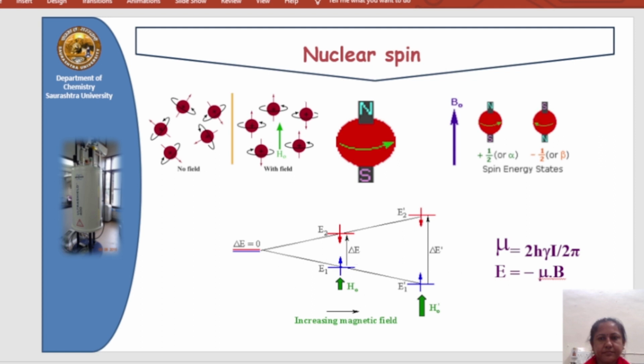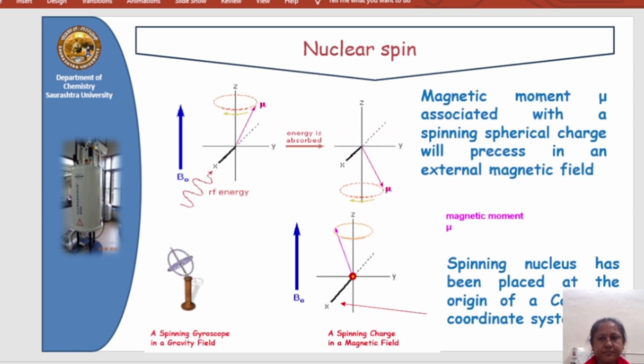So what is energy? Energy is nothing but mu into B. Mu is the magnetic moment, and B is the strength of the applied magnetic field. Now what is mu? Mu is nothing but h eta I upon 2 pi. h is the Planck constant, eta is the gyromagnetic ratio for the particular nuclei, I is the spin quantum number, and 2 pi is there because it is spinning. Spinning takes place through 360 degrees, so that's why we use that. Further we discuss these things in the next slides.